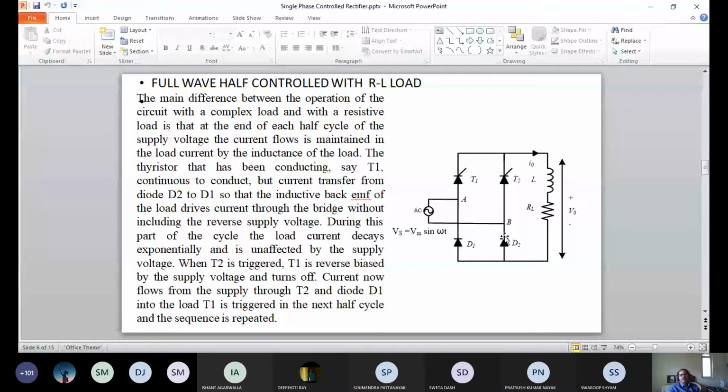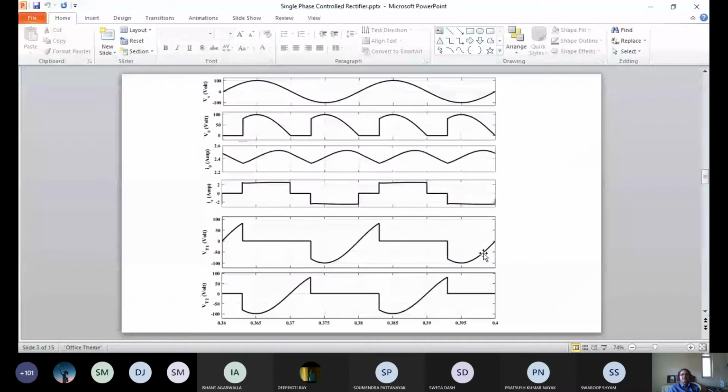Now at 2 pi, what happens after 2 pi? This is reverse bias and this is forward bias. So current will freewheel through this. So negative voltage will not appear like that. This is the source current actually shown.